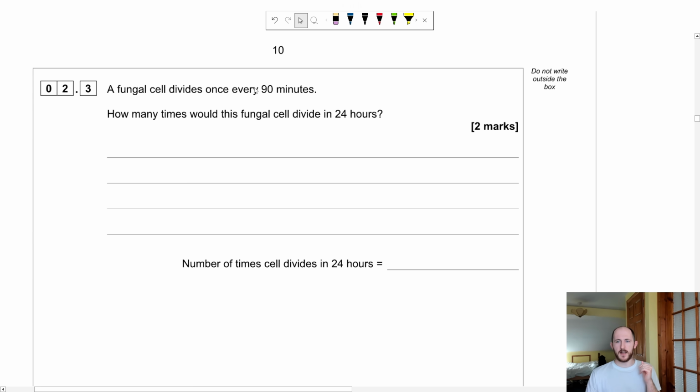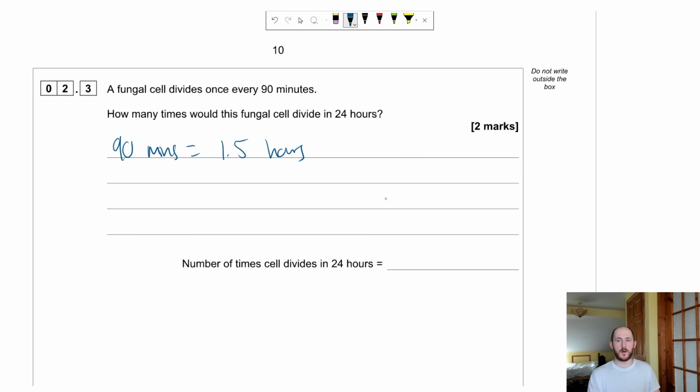A fungal cell divides once every 90 minutes. How many times would this fungal cell divide in 24 hours? This is a math question, pretty much. So 90 minutes, so how would I do it? You can either convert hours into minutes or minutes into hours. So I know, for example, 90 minutes is one and a half hours.